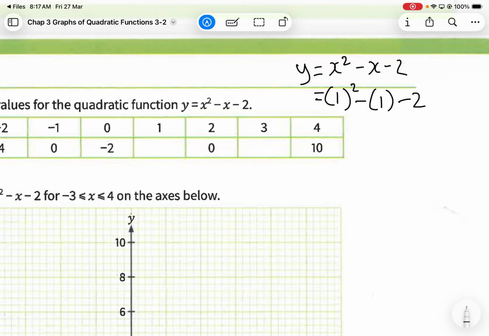Yes, you need to put brackets. Substitution, make it a habit, always put brackets. This one is a positive number, it will not make any difference. But when it's a negative number, having brackets and not having brackets is a very big difference. So make it a habit: substitution, always substitute with brackets.